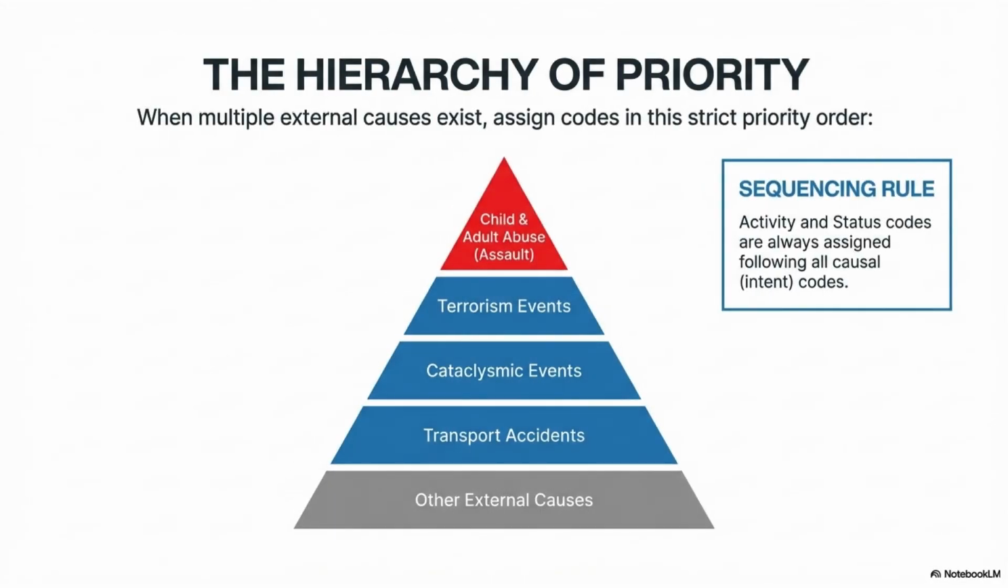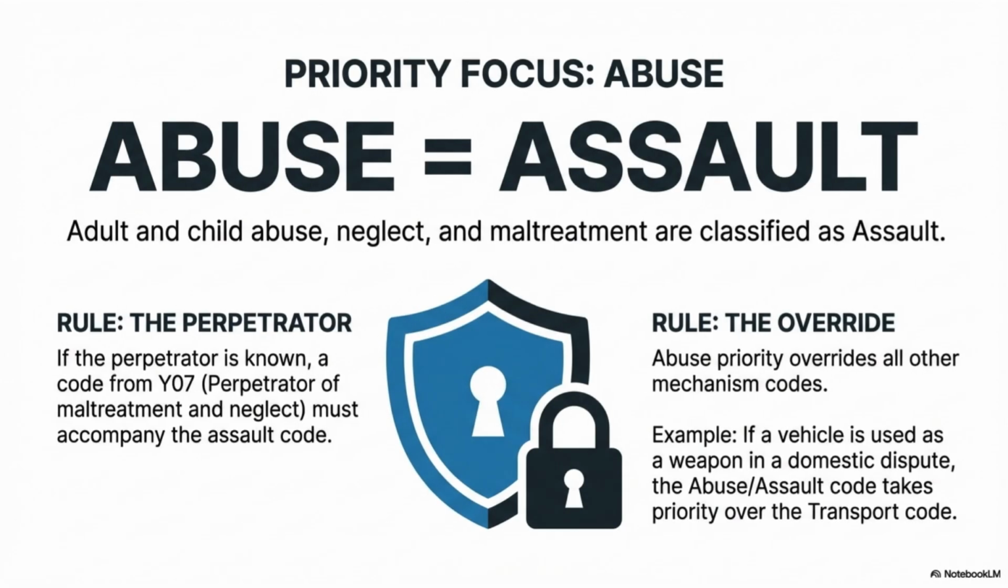When multiple external causes are documented, there's a strict order: abuse first, then terrorism, then cataclysmic events, then transport accidents, and finally all other external causes. Activity and status codes always come last. Abuse is always coded as assault. And if the perpetrator is known, we must assign a perpetrator code from Y07. Abuse overrides all other mechanisms, even if a vehicle or weapon was involved.